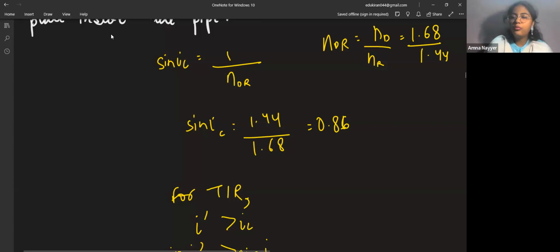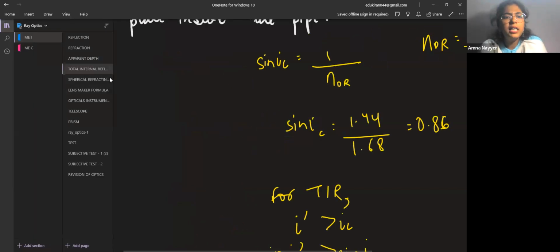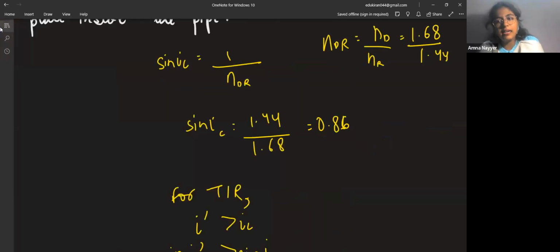Next week, we'll complete this lesson, ray optics. I'll tell you how many topics are left. We'll do spherical refracting surface, telescope, prism, optical instruments, and lens maker formula. This will take the entire Saturday and Sunday, so we'll complete it next week. Then we'll start with wave optics.